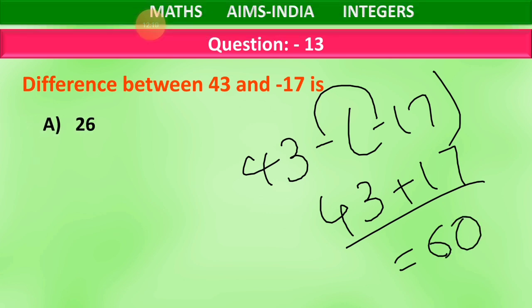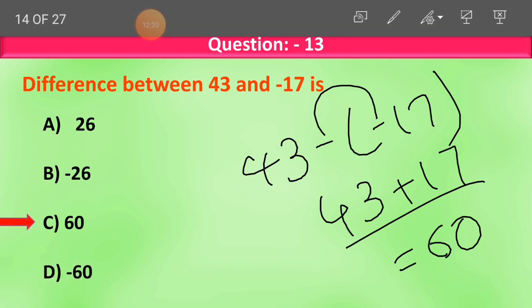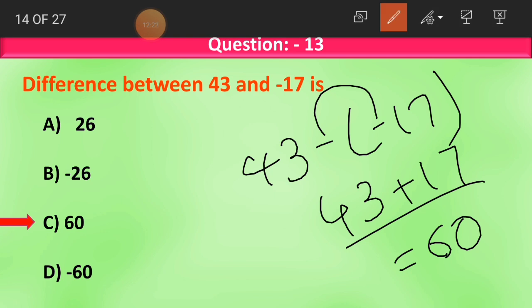Now let us look at the options. Option A 26. Option B minus 26. Option C 60. Option D minus 60. Which is the correct answer? Option C is 60. Again, regarding the sign, 43 is the higher number here. It has a positive sign. So the answer is also having a positive sign.